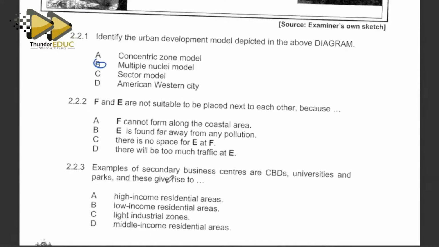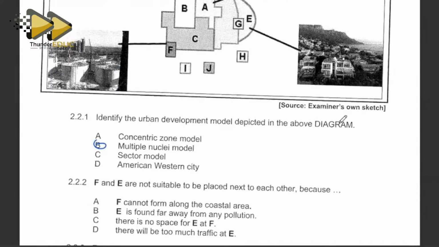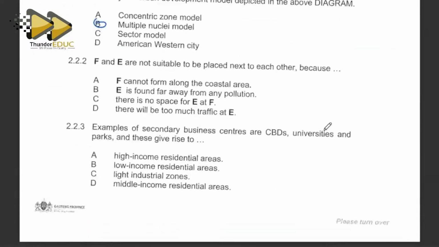Then F and E are not suitable to be placed next to each other. F, you see it's some sort of a heavy industry. E, this is predominantly a high income residential area. They're not compatible to be close to each other. Why? For the reason being E is found far away from any pollution. Because you have industries, they cause high levels of pollution. We cannot have a high income residential area being compatible to a heavy industry.